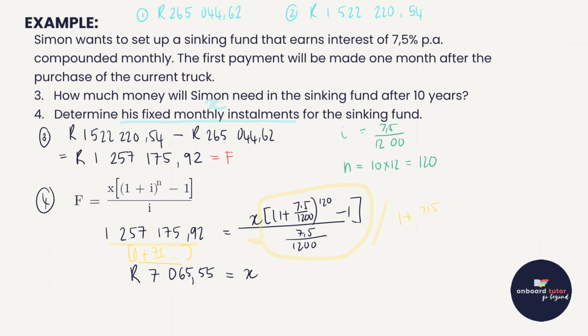Okay, very important when you deal with these sinking fund questions is to remember that you don't need to save. This is where I see students making a lot of mistakes. You don't need to save the full 1,522,000 etc. amount of money. You can deduct this scrap value amount and then you work out how much your monthly installments will be.